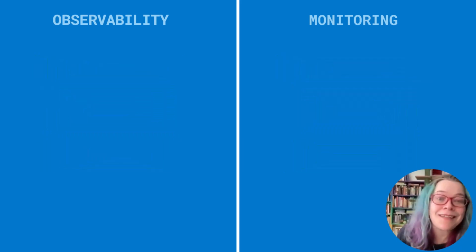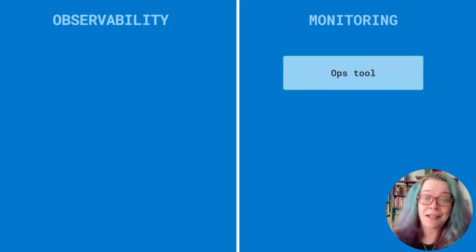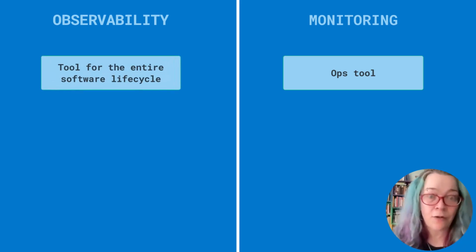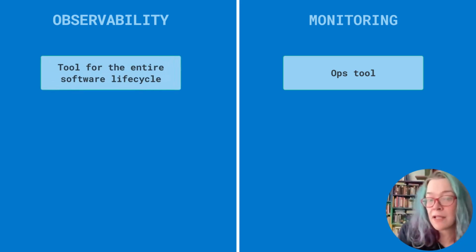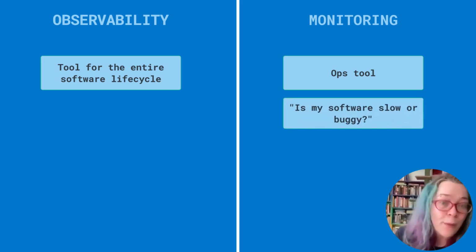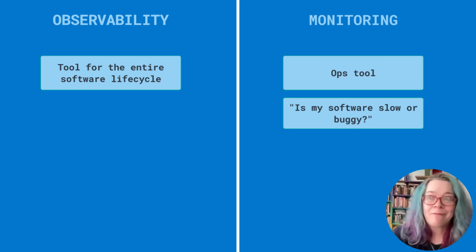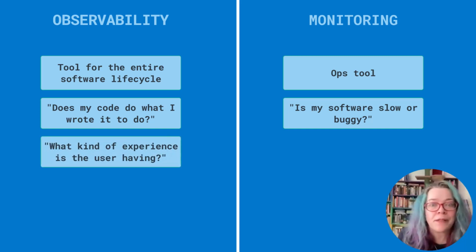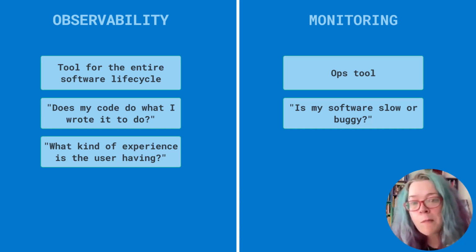Another way to think about this is that monitoring is very much an ops tool focused on operational outcomes, whereas observability is about how you develop and understand your software across the entire software development lifecycle. It's not just about whether this code is slow or has bugs. It's about validating whether the code that you wrote is doing what you thought it would, what you meant it to do, and about understanding what kind of experience every user is having.